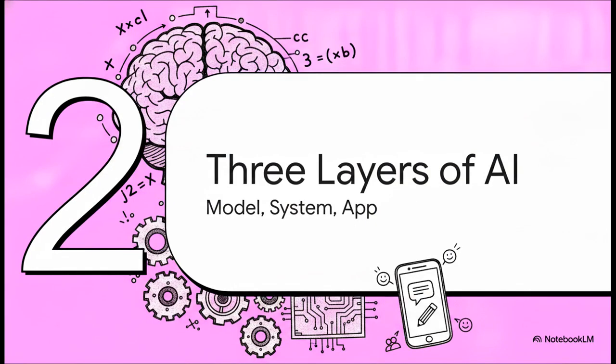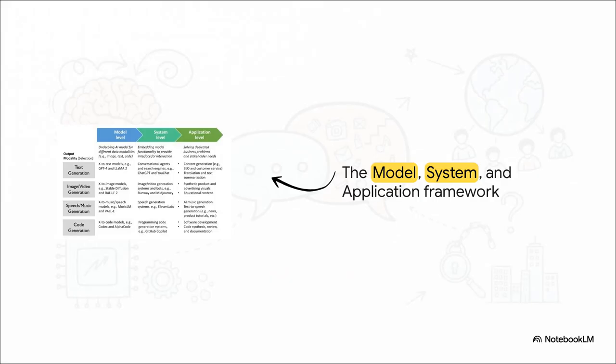Section 2. The 3 layers of AI. That's model, system, and application. Now, you might be wondering, how does a raw mathematical concept actually become a product you can use on your phone or computer? Well, it happens across 3 distinct layers. First up, you have the raw model layer. Think of this as the underlying brain, so GPT-4 for text or Stable Diffusion for images. But you don't actually use the model directly. It gets embedded into a system level, which gives you an interface, like ChatGPT or Midjourney. And then finally, that system is deployed at the application level to solve a really specific business need, like, say, generating SEO content or automating code synthesis.